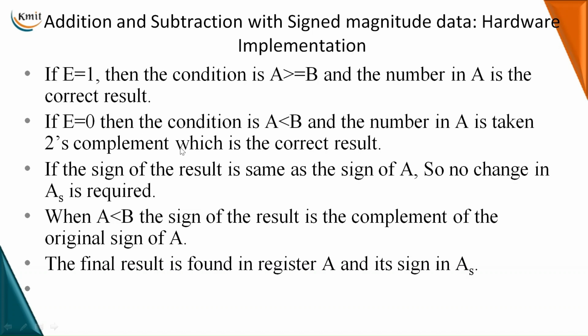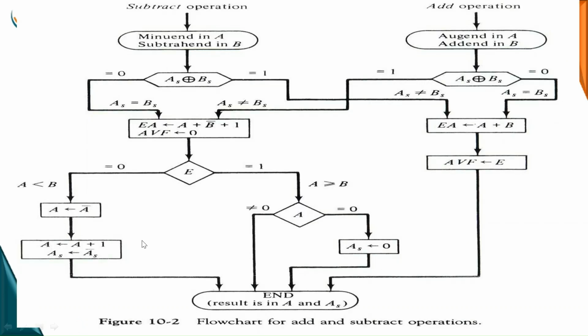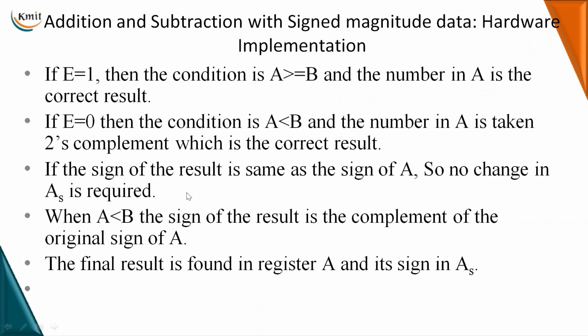Next, in the case of subtraction, we are checking the value of the E flip-flop. If E is equal to 1, it indicates that A is either greater than B or equal to B, and the number in A is the correct result. Whether it is greater than or equal to B, whatever is in A is your correct result.